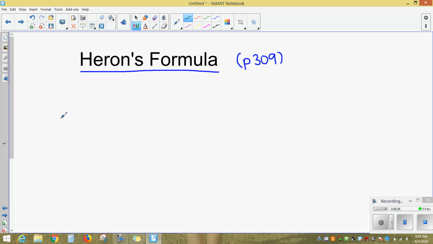But Heron's formula says if we have a triangle and we know the lengths of all of the sides of that triangle, then we can find the area of that triangle.